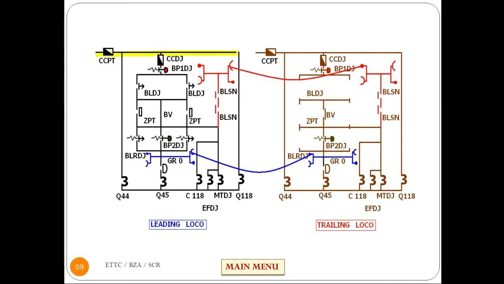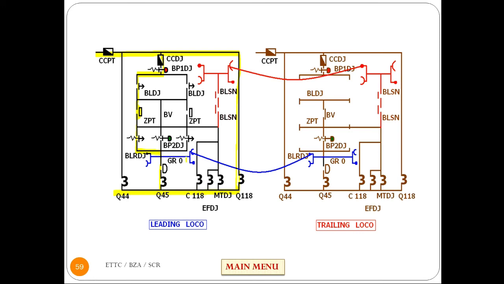Whenever you are keeping HB on one position, your Q118 will energize in the DJ control circuit. Next, after creating the pressure, ZPT will close here, raising the Panto. If CCDJ and BP1 are in normal condition, after closing BLDJ, supply will come up to BLRDJ. If you press the BLRDJ, the supply will come to Q45 if GR is on 0. Now the same supply will go through the jumper cable.